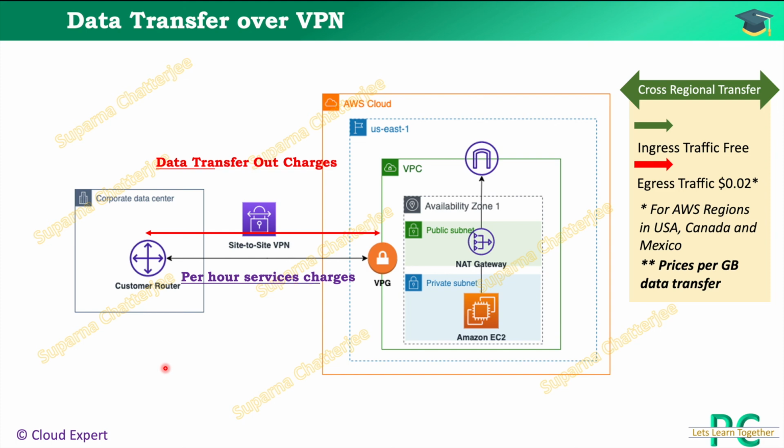Since you are using site-to-site VPN, you have to remember that site-to-site VPN has per hour service charges. Now there are two charges that will be applied: data transfer out charges, and on top of that, site-to-site VPN per hour service charges. Now if you have more than one VPN, in that case you are paying the per hour service charges for the number of VPNs you are going to create. But data transfer out charges will be cumulated across your VPN connections.